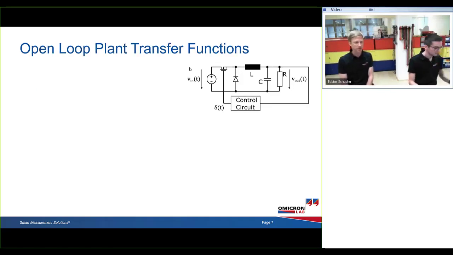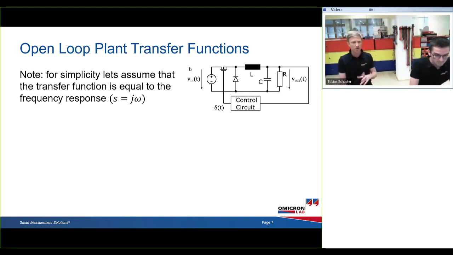So let's jump into the transfer functions. First of all, we're going to look at the open loop plant transfer function. From now on, we will simply assume that the transfer function is equal to the frequency response. The frequency response is what we actually measure. That has a start frequency and a stop frequency, so it doesn't cover the entire frequency range, whereas a transfer function, of course, covers everything. But if you assume that s equals j omega, so for periodic systems, we just assume that transfer function and frequency response are the same.